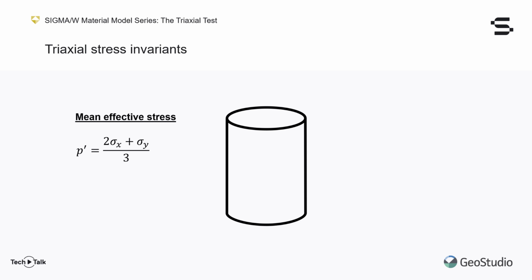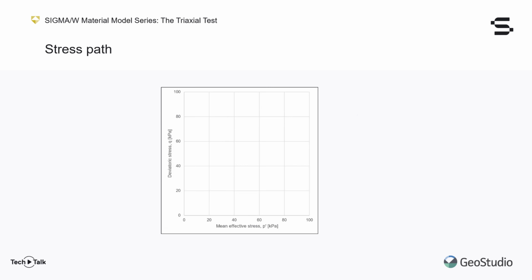The horizontal stress, sigma x, is accounted for twice, since the out-of-plane stress component, sigma z, is also equal to the radial stress. The deviatoric stress, Q, is the difference between the vertical and horizontal stresses. This stress quantity represents the amount of shearing the sample undergoes during the test.